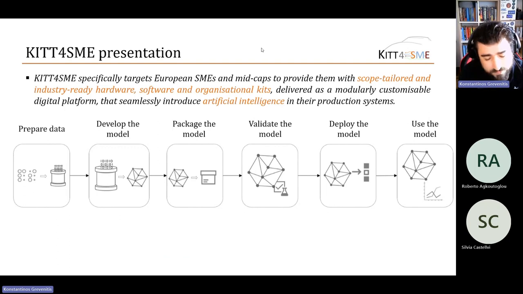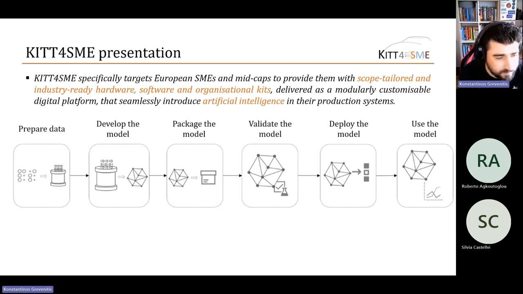So if we could place what KITT4SME is in one phrase and in one diagram, what we could say is that KITT4SME specifically targets European SMEs and mid-caps to provide them with scope-tailored and industry-ready hardware, software, and organizational skills delivered as a modularly customizable digital platform that seamlessly introduces artificial intelligence in their production system.